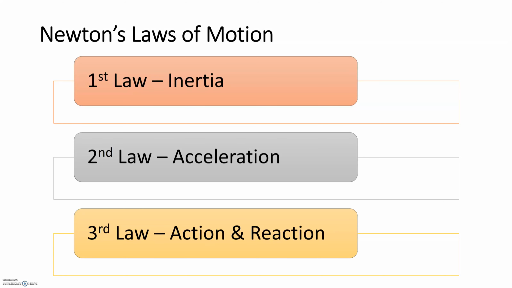And the third Newton's law is action and reaction. To every action there is an equal and opposite reaction. For example, a sprinter, when they push off a block at the start, an equal force will push back at them, meaning that they're able to move.